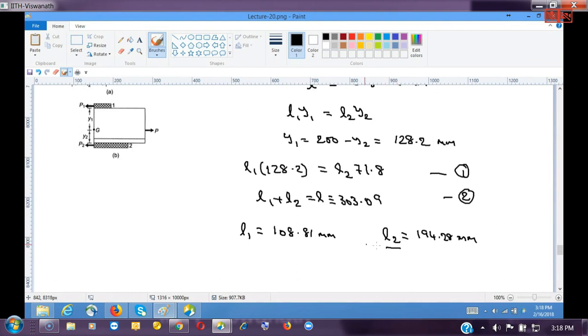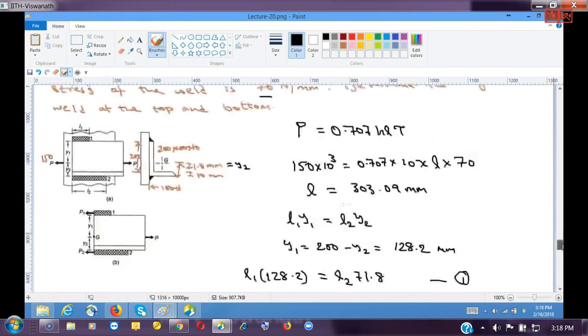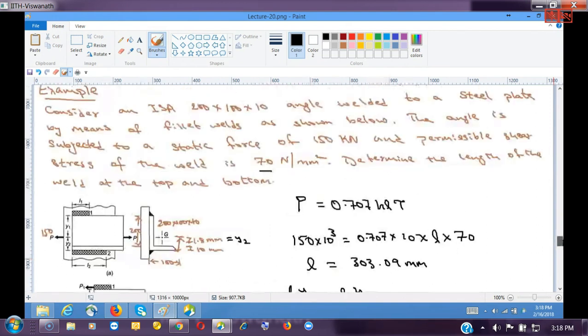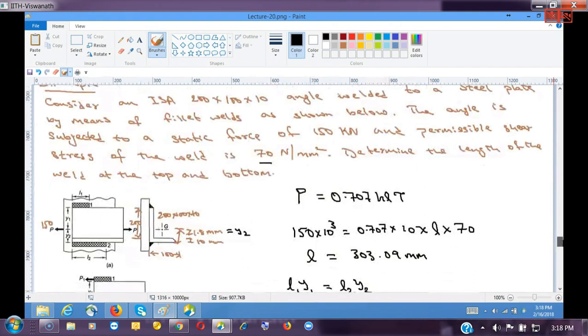So these are the two different things that will be applied at the bottom. This is at bottom and this is at top. So this will make sure the center of gravity G is unchanged. So this is how you do axially loaded unsymmetrical welded joint.